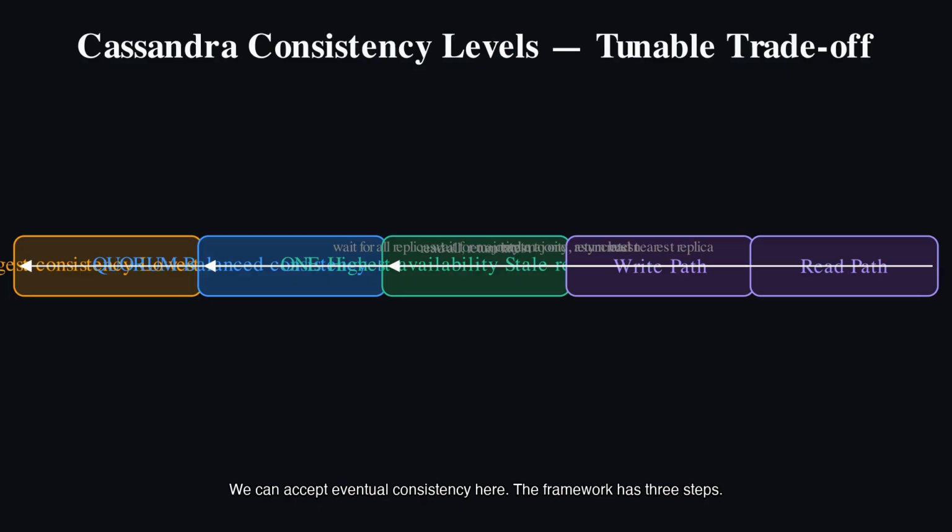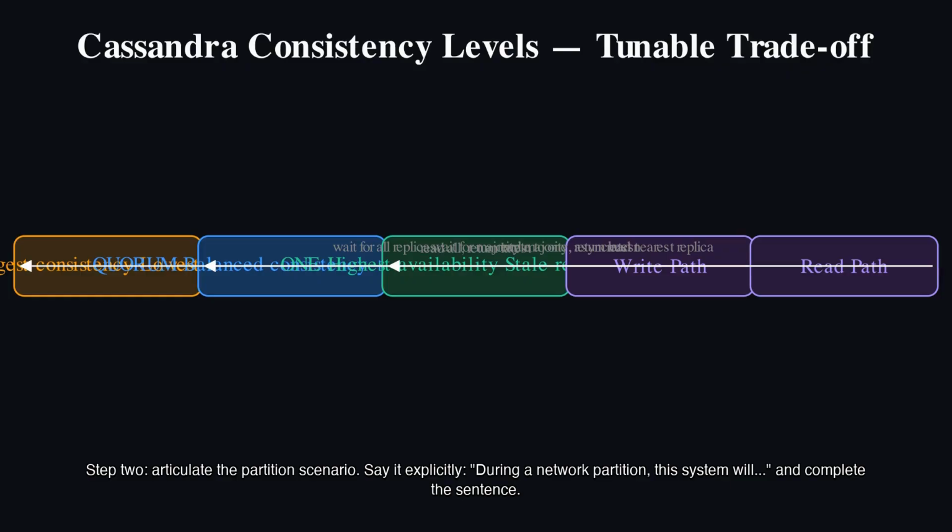The framework has 3 steps. Step 1. Identify the consistency requirement. Ask, if 2 nodes in this system return different values for the same key, what is the consequence? If the consequence is money lost, data corruption, or a safety violation, choose CP. If the consequence is a user seeing a slightly stale counter or a feed that's momentarily behind, AP is fine. Step 2. Articulate the partition scenario. Say it explicitly. During a network partition, this system will, and complete the sentence.